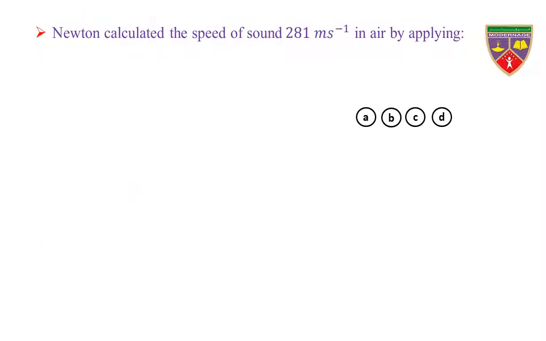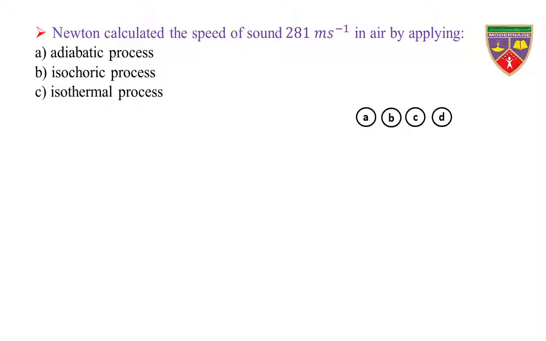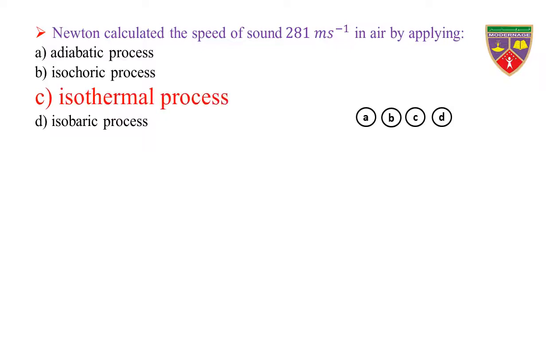Newton calculated the speed of sound to be 281 meters per second in air by applying: option A, adiabatic process; option B, isochoric process; option C, isothermal process; option D, isobaric process. The key is isothermal process, therefore the correct option is C.